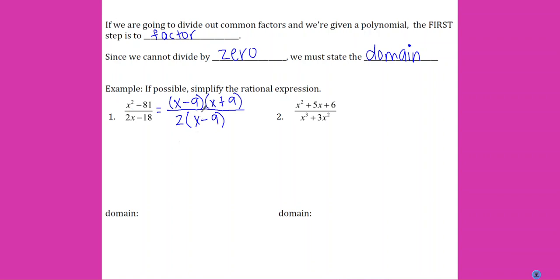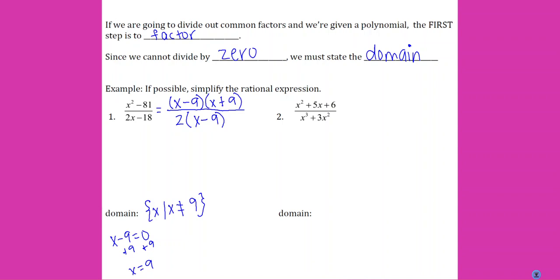Before we do anything else, once we've factored, we want to write the domain. Since this 2 does not have an x, we don't have to worry about it. X minus 9 here does have an x. If x minus 9 equals 0, we're going to have a problem. So if we solve that, we get x equals 9. So for our domain, x such that x does not equal 9. X can't equal 9, because that will cause our denominator to be 0.